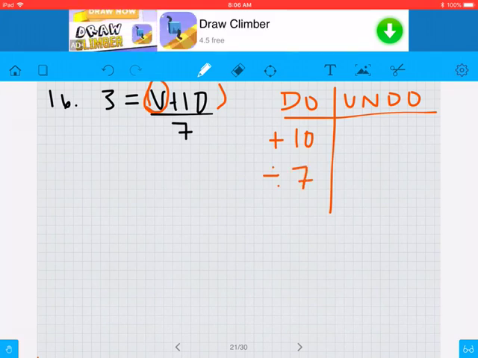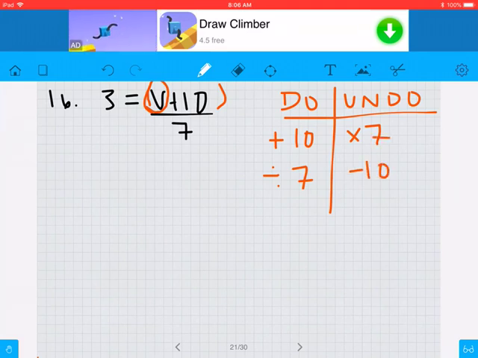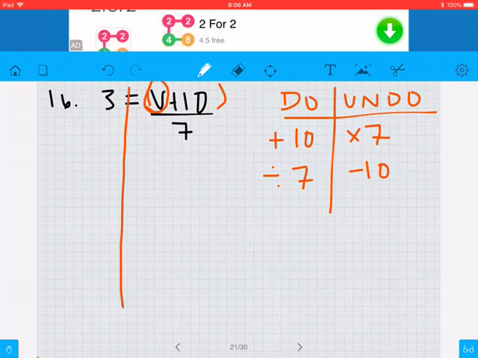Which means to undo we need to go in the opposite order with the opposite operations as our do chart. So we're going to be multiplying by 7 first and then subtracting 10 on both sides. Cool, so let's do it. I like to draw the line down the equals to separate my two sides of the equation. Just makes it easier for me to keep track of things. So let's multiply both sides by 7.